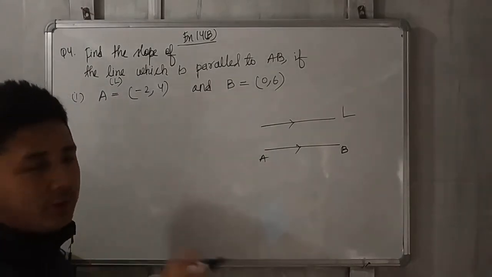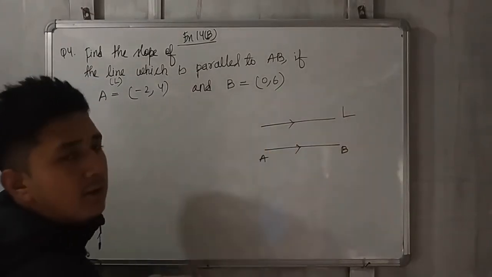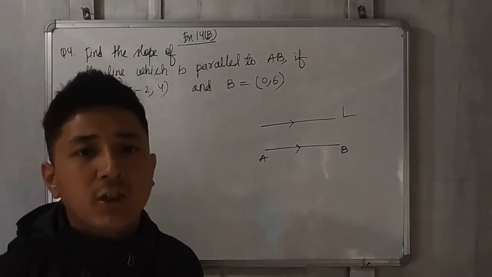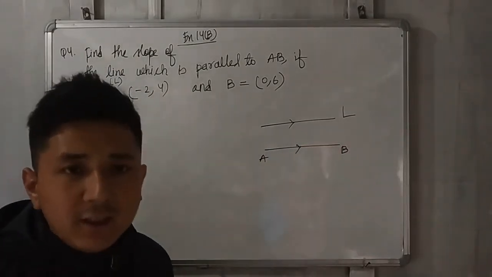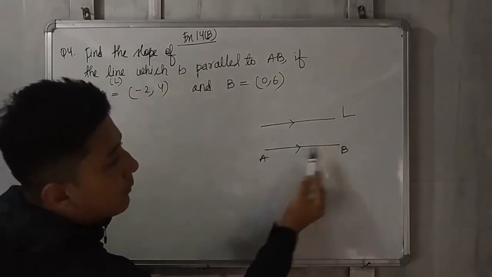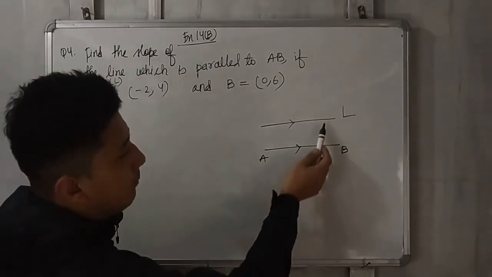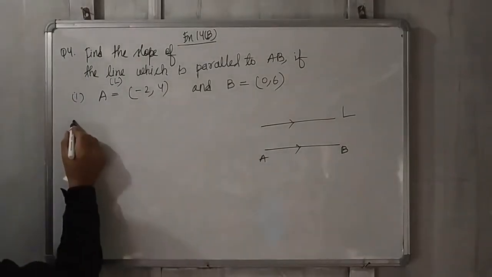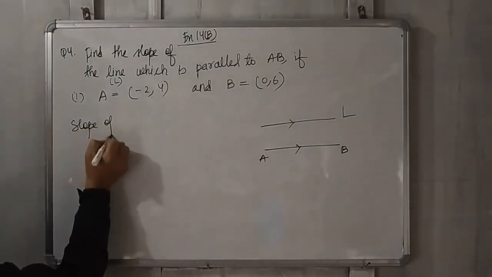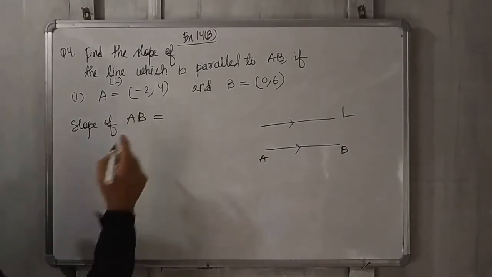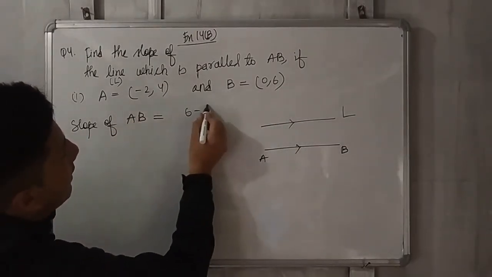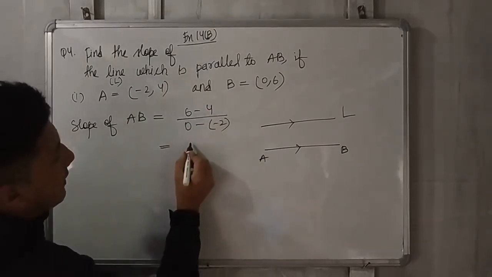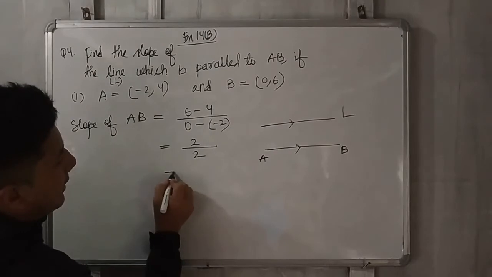Are you understanding my point? I need to find the slope of this line, and these two are parallel to each other. We know that if two lines are parallel to each other, then the slopes are what? Equal. So if I can find the slope of AB, the same will be the slope of line L also, isn't it? So we'll find the slope of AB first, okay? So slope of AB. I hope you're understanding the same formula. Slope of AB will be 6 minus 4 divided by 0 minus of minus 2. That is 6 minus 4 is 2, and this is 2, hence slope is 1.